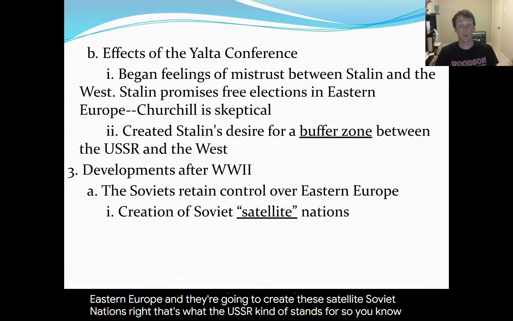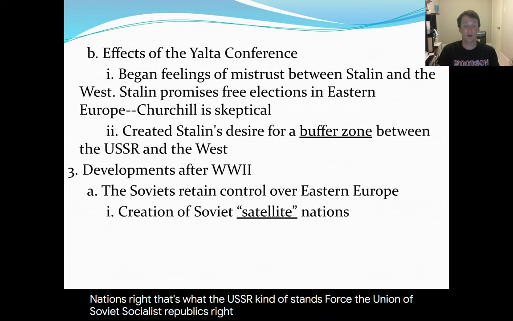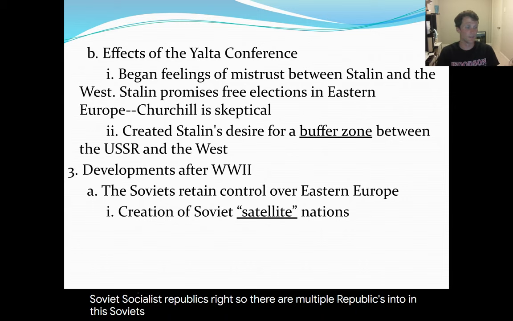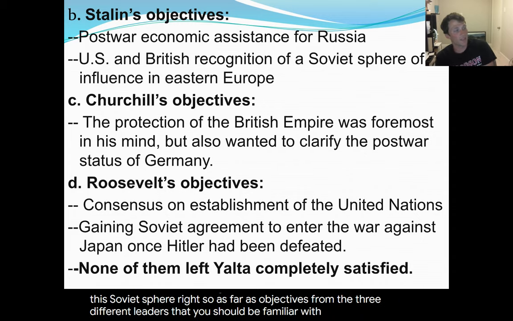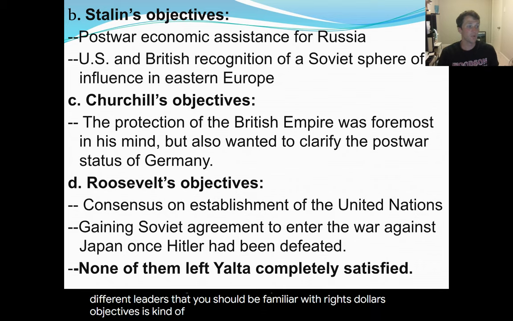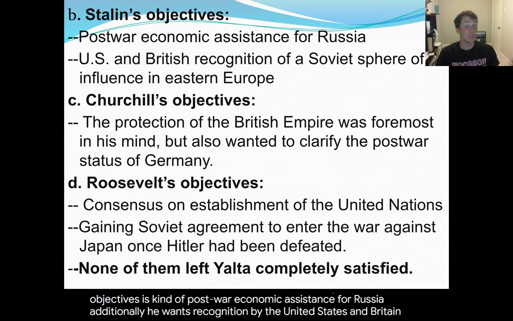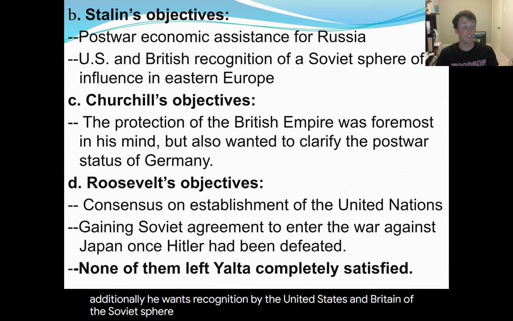It's the Union of Soviet Socialist Republics, right? So there are multiple republics in this Soviet sphere. As far as objectives from the three different leaders that you should be familiar with, Stalin's objectives are post-war economic assistance for Russia. Additionally, he wants recognition by the United States and Britain of this Soviet sphere of influence in Eastern Europe.